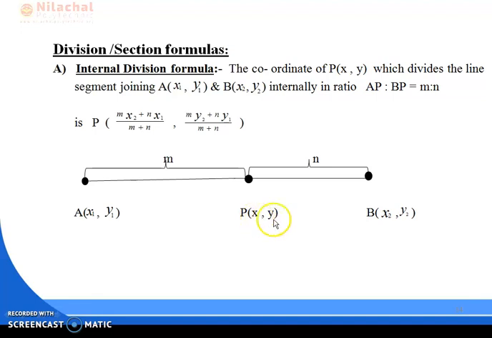We don't know what the coordinate of point P is. So this x, y is a variable which divides the line segment AB internally in the ratio AP is to BP equals m:n. Then what is the P coordinate? Since P is internal, the formula we call the internal division formula or internal section formula. The x coordinate is mx2 plus nx1 by m plus n. The y coordinate is my2 plus ny1 by m plus n.